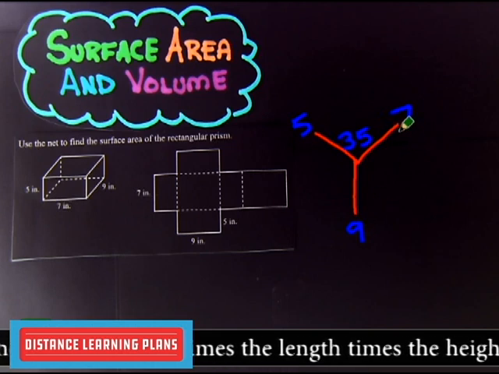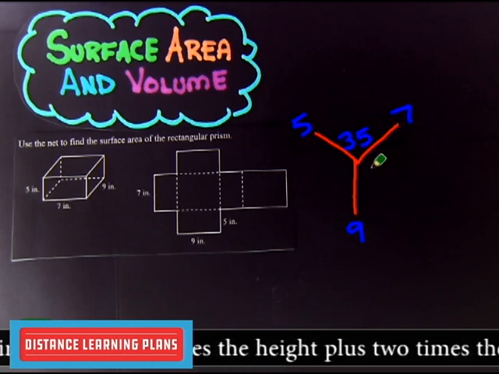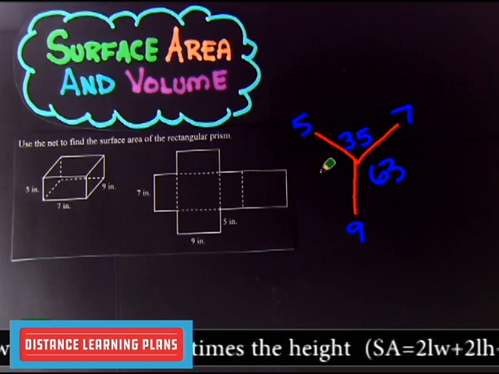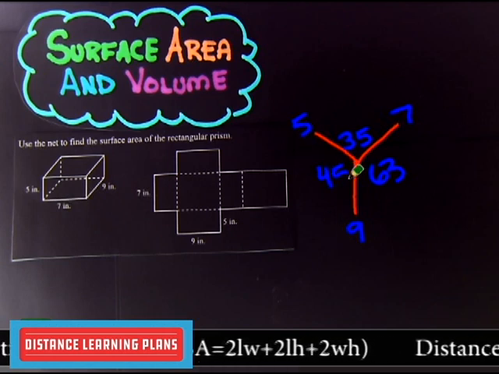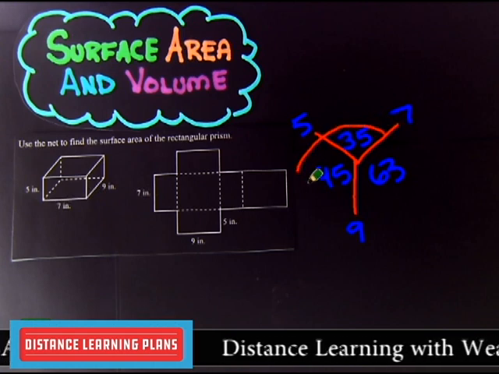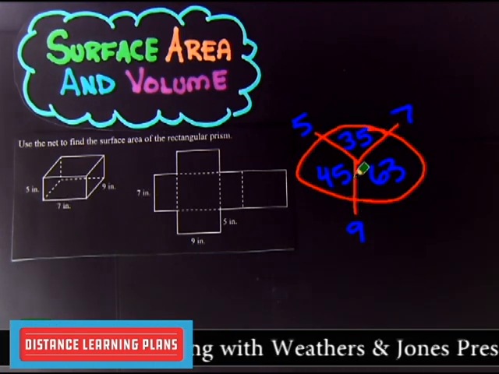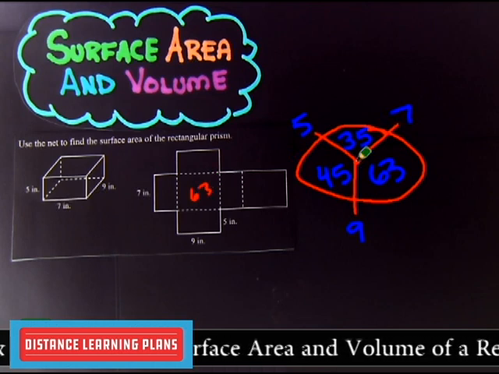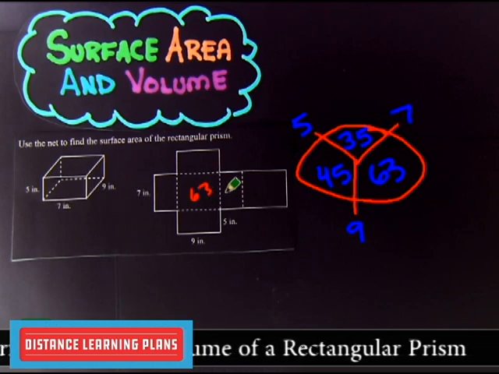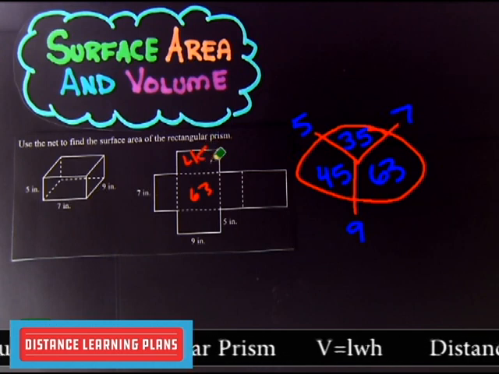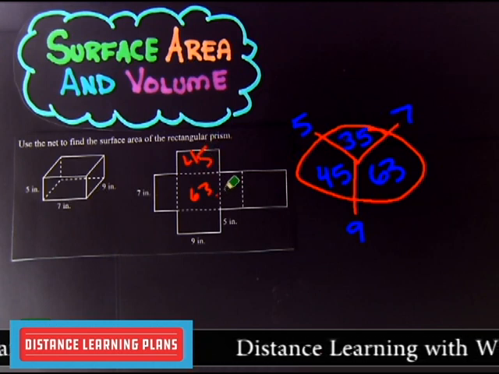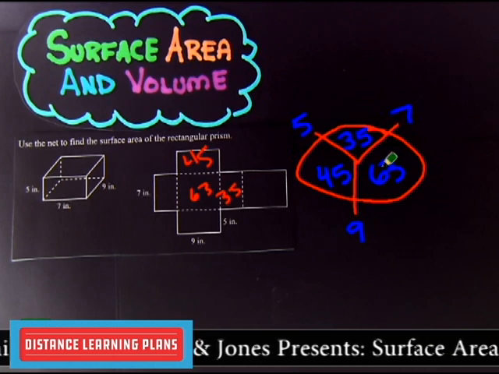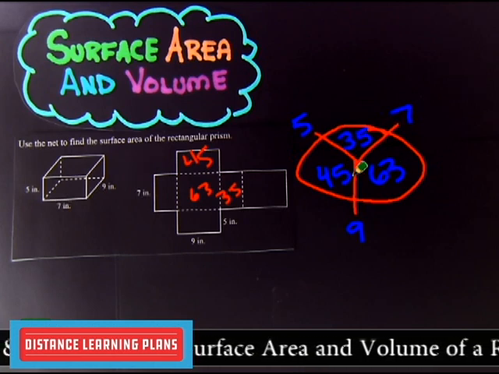You do 9 times 7, which is 63, and then 5 times 9, which is 45. Okay, remember these represent 3 of the different faces, so 63 could be this one, and 45 could be this one, and then 35 could be this one. But remember, you have 6 total faces. So what I want to do is add these 3 faces up, and then I'm going to double it.